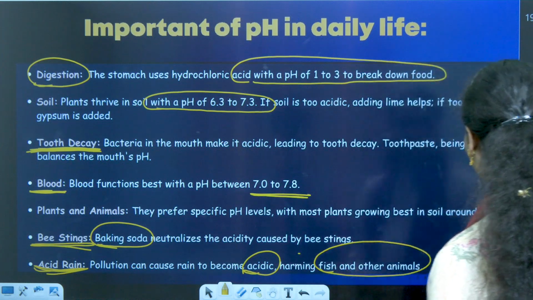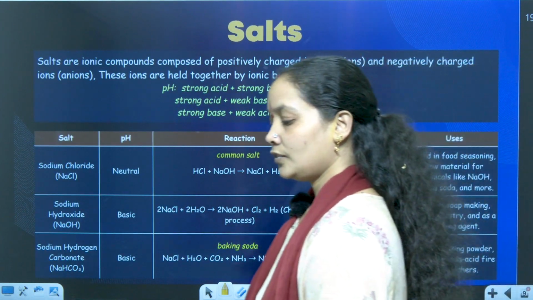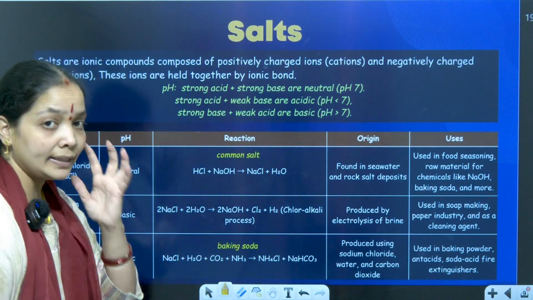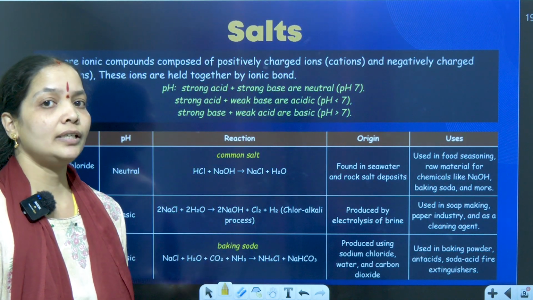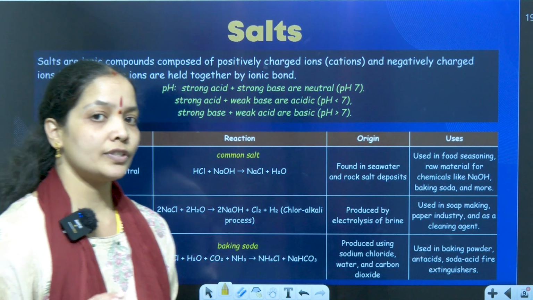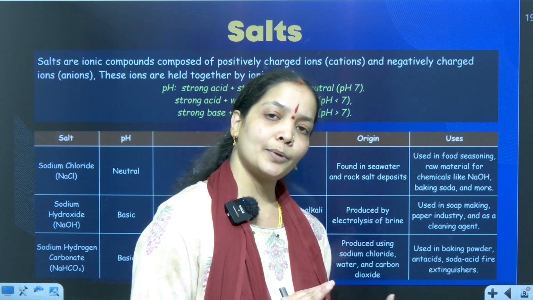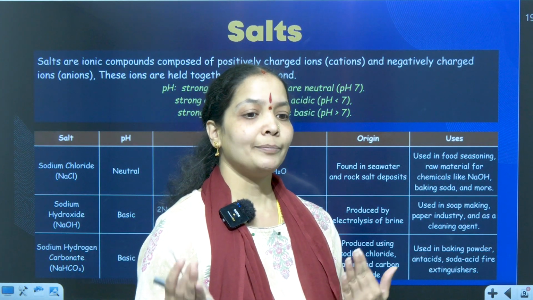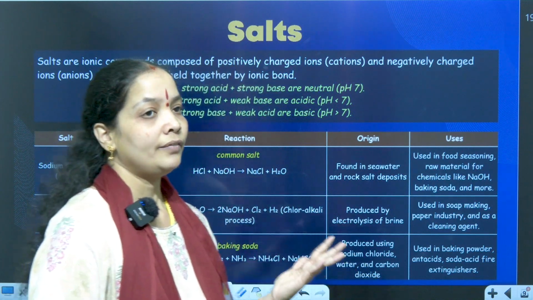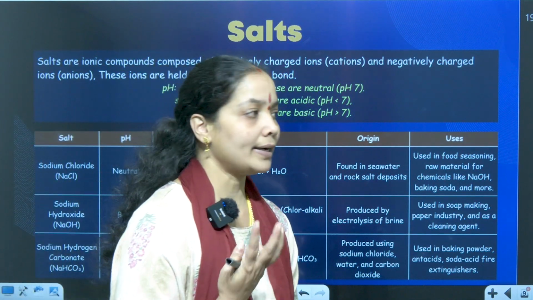So moving ahead to the next slide, my dear kids. The third topic of the chapter was salts. Till now, in the complete session, we have learnt about acids and bases. In my first slide, I taught you the difference between acid and base, then the chemical properties of acid, chemical properties of base, then indicators, then pH, and now we are going to learn about salts, the third important definition that we have to understand.